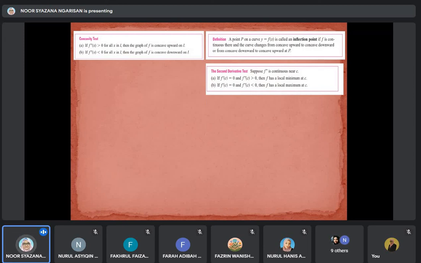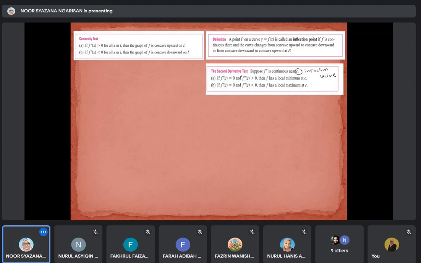The second derivative test: suppose f double prime is continuous near c. What is c? c is our critical value. If f prime c equals 0 and f double prime c is more than 0, then f has a local minimum at c. If f prime c equals 0 and f double prime c is less than 0, then f has a local maximum at c.